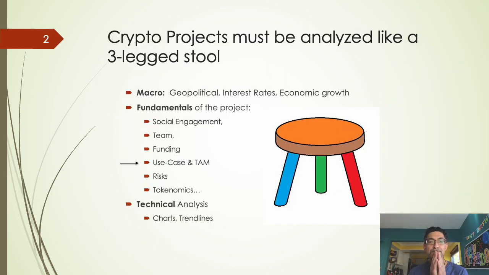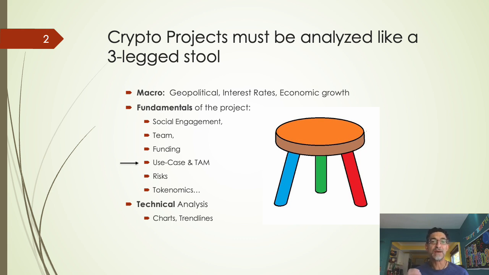So, as I said many times, crypto projects must be analyzed like a three-legged stool. I also say holistically, meaning don't look at the stock charts or crypto charts. Don't look at sentiment, look at everything together. So the first one to look at is macro: geopolitics, interest rates, what's going on with the economy. By the way, number one, macro, it's very important. It has to do with systemic risk and the movement of crypto on a systemic basis.